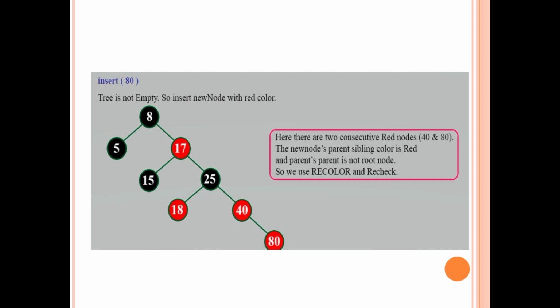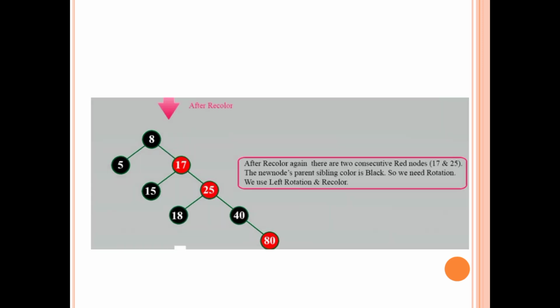Then we have to check the parent's sibling. Here the color of the parent's sibling is red. So its color is red. Then we have to do the recolor. 18 and 14 are recolored. After recoloring we have to recheck.